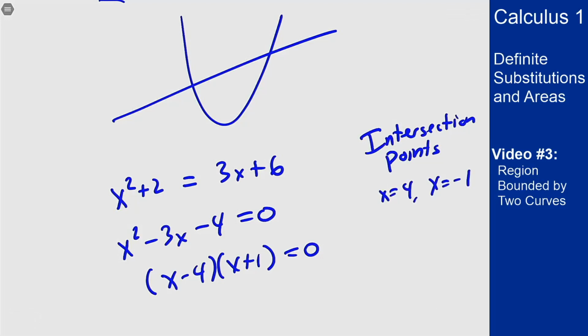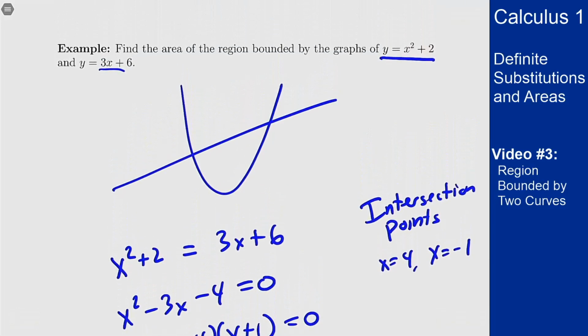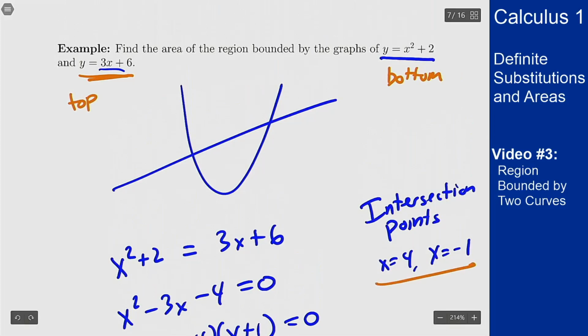Now to check which function's on top, I just have to plug in one point between minus 1 and 4 to figure out which one's bigger. So let's plug in 0. If I plug in 0, I see that my parabola is at 2 and my straight line's at 6, therefore the straight line is on top. This is my top function, and this is my bottom function. Now we can just do the integral like we normally would, given these bounds of integration and those two functions, knowing who's on top and who's on the bottom.